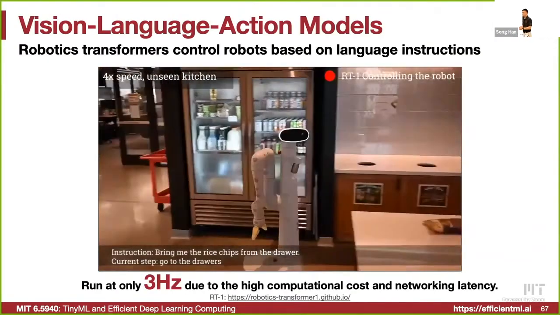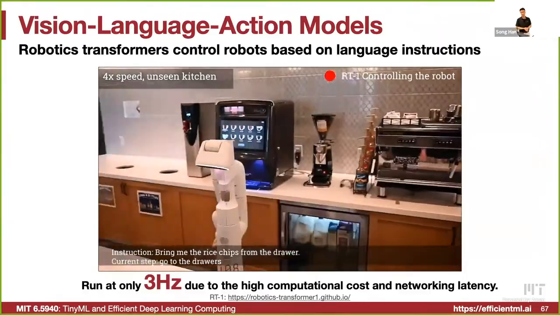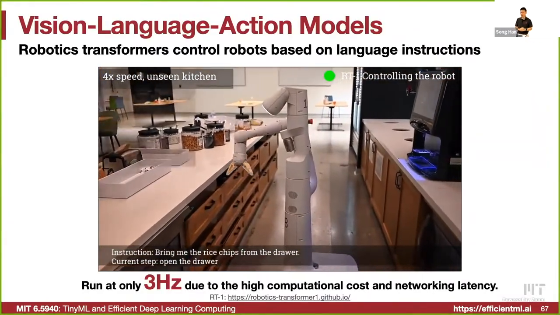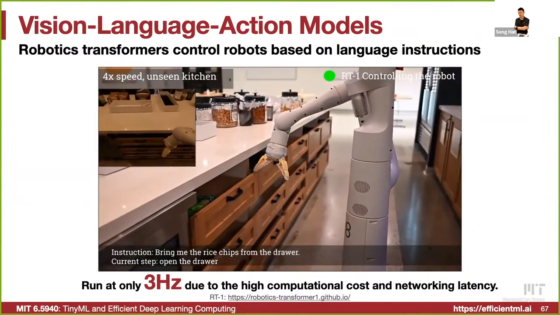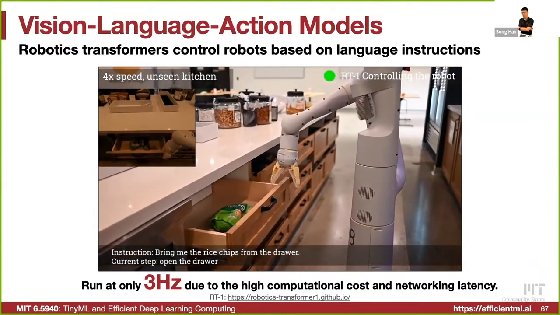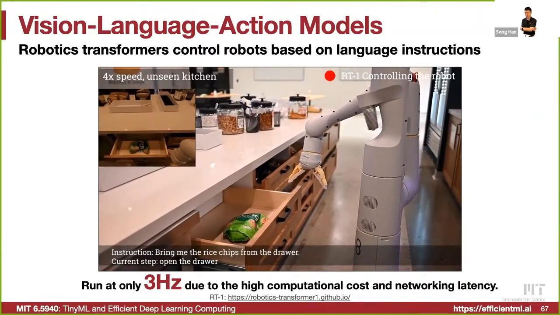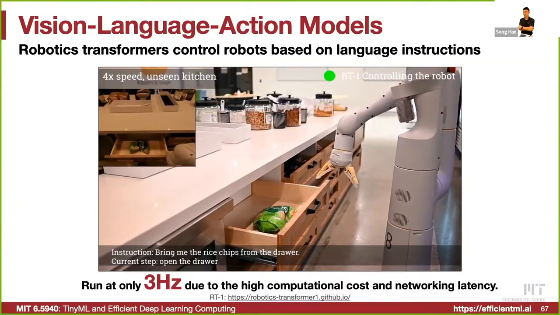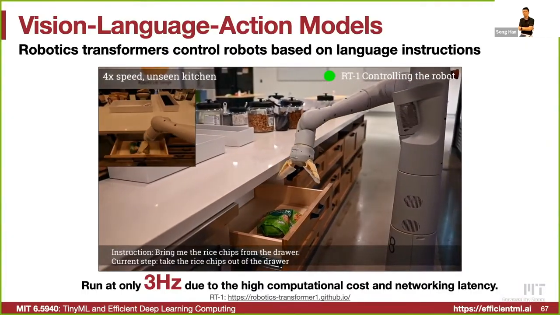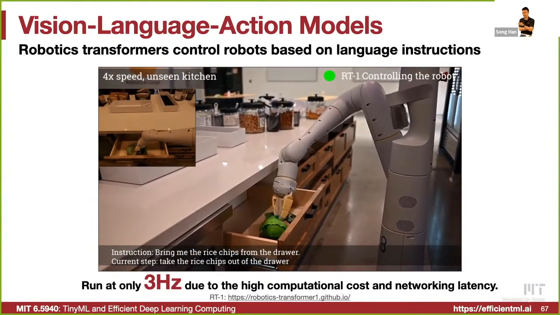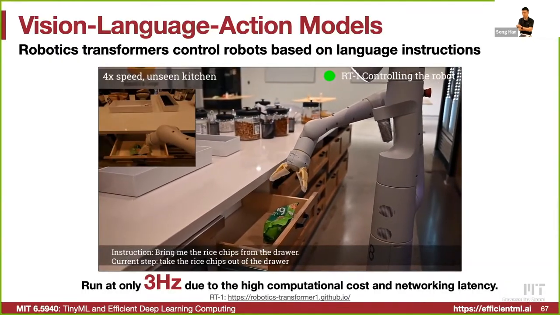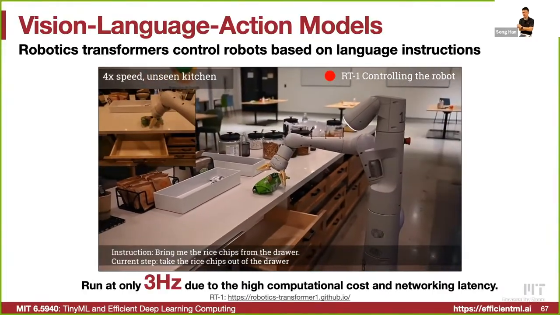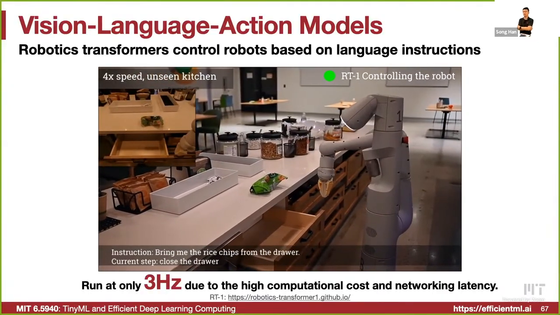Okay, so another modality would be action. We can use the visual language model also to output other modalities like actions. So here the instruction is bring me the rice chips from the jar, and the current step is opening the jar. It helps do the planning. Since the large language model contains a lot of world knowledge, it understands that in order to bring the chips, you first need to open the jar, then take the rice chips out of the jar, then place them, and then close the jar, etc.